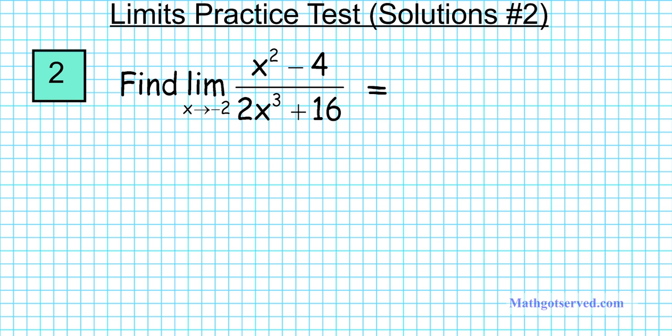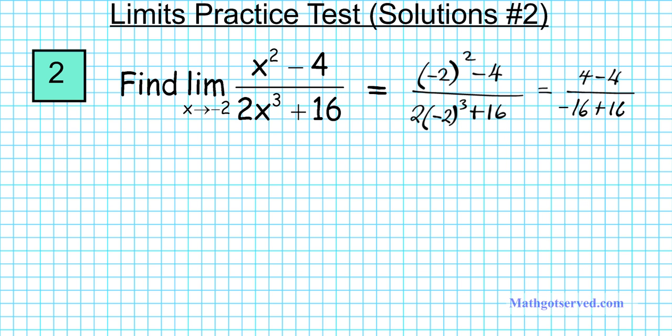We plug in negative 2 in the numerator. We'll have negative 2 raised to the second power minus 4. In the denominator, we'll have 2 times negative 2 to the third plus 16. In the numerator, we'll have 4 minus 4. And then in the denominator, negative 2 to the third is negative 8, times 2 is negative 16. So it's going to be negative 16 plus 16. So we're going to have an undefined situation because we have a 0 in the denominator.